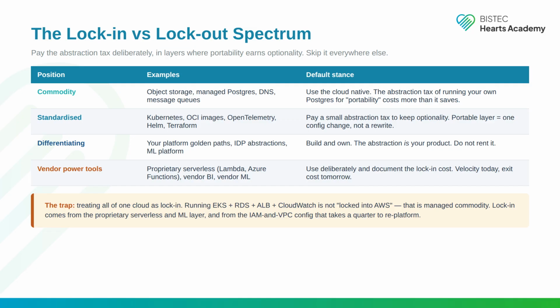The trap is treating all of one cloud as lock-in. A fintech running EKS, RDS, ALB, and CloudWatch is not locked into AWS. They are using managed commodity services. The lock-in comes from the proprietary serverless and ML layer, and from the IAM and VPC configuration that takes a quarter to re-platform. Ask this: if you stripped out the proprietary services and kept everything else, could you leave?